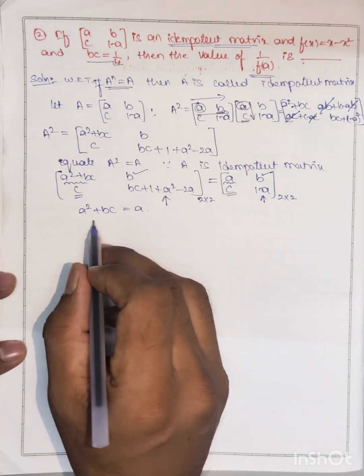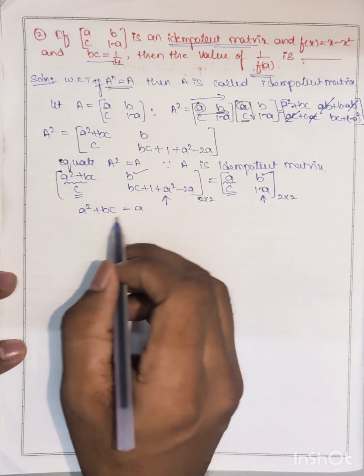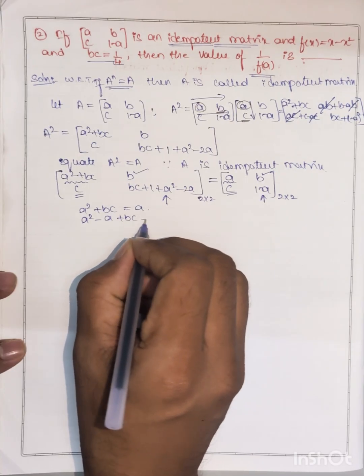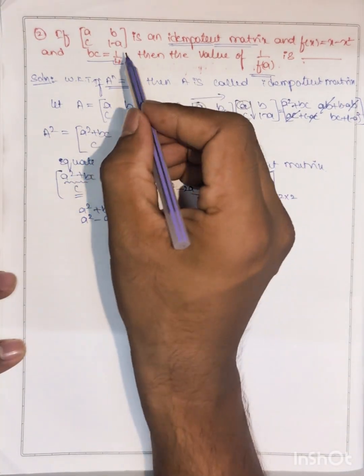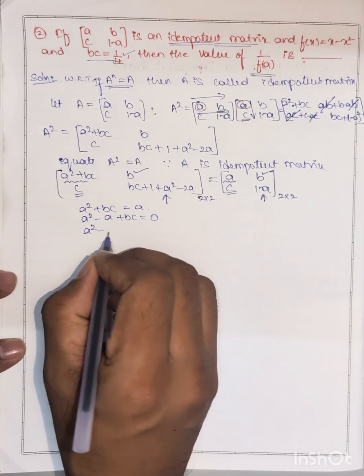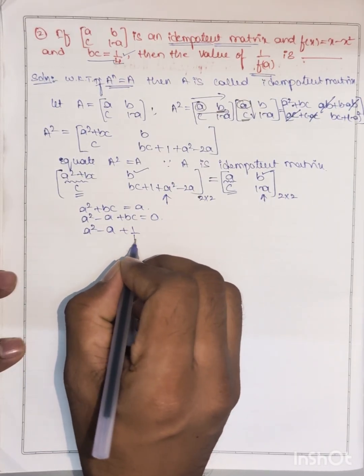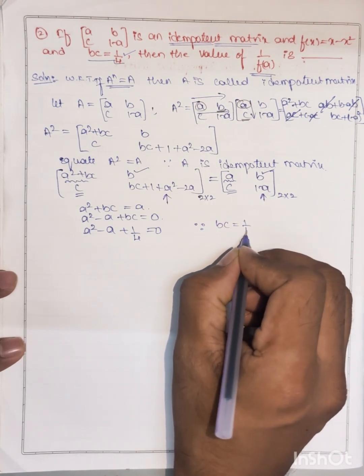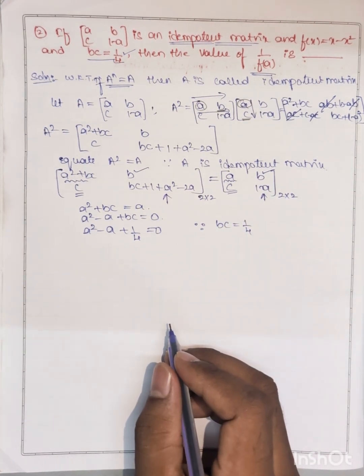So I will try to find the value of A from this equation. Bring this A to the left hand side so that we get A square minus A plus BC is equal to 0. However, they had given the value of BC. What is the value of BC? 1 by 4. I will substitute. A square minus A plus 1 by 4 is equal to 0. The reason is that the BC value is equal to 1 by 4, accordingly I have substituted. Now take LCM and simplify.